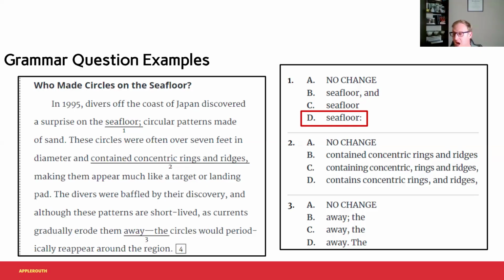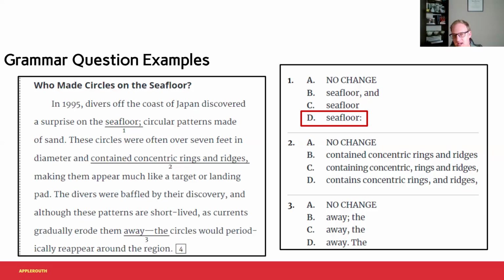Number two is only testing commas. And for that, you always want to look at the answer with none first. So choice B to see if it'll work. Here we just trust our ear and make an extra long pause where we do see a comma. So B would be, these circles were often over 7 feet in diameter and contain concentric rings and ridges, making them appear much like a target or landing pad.